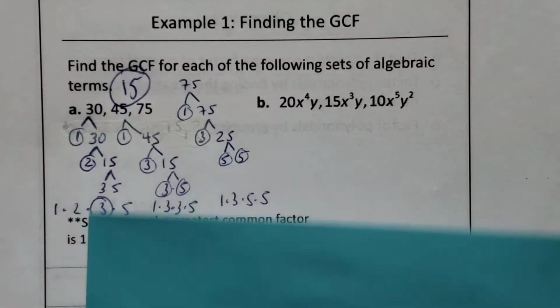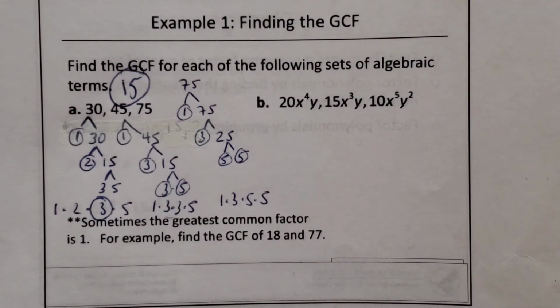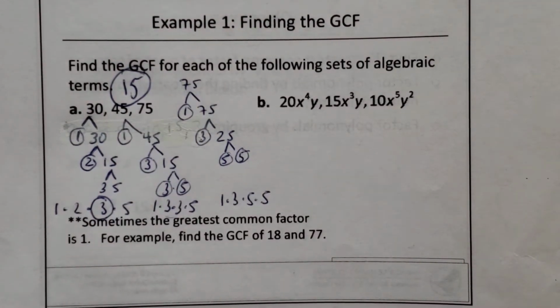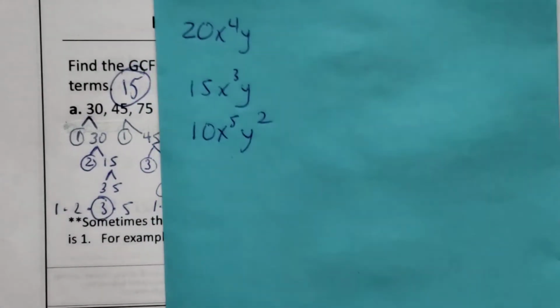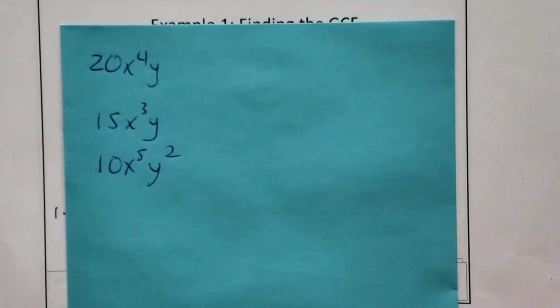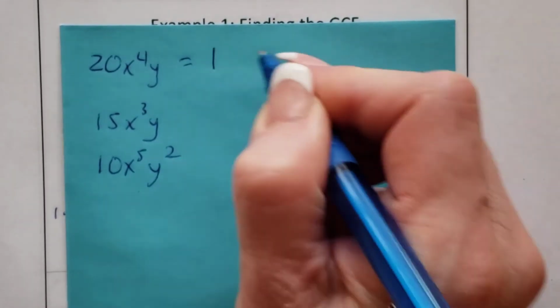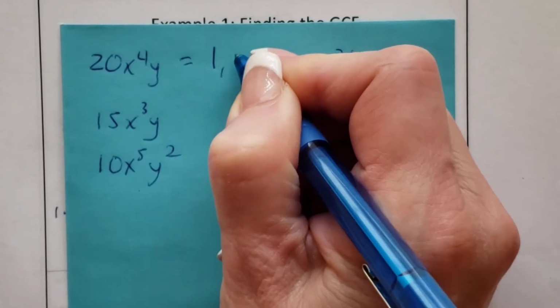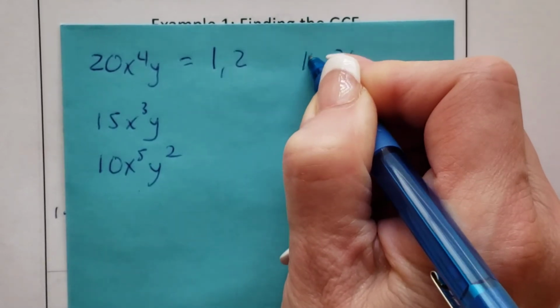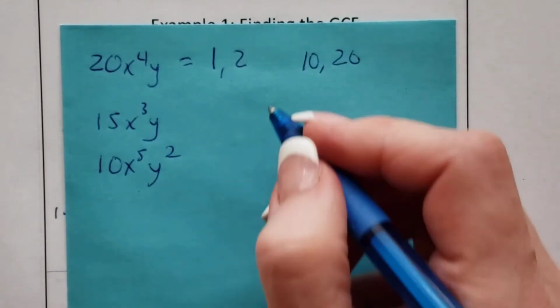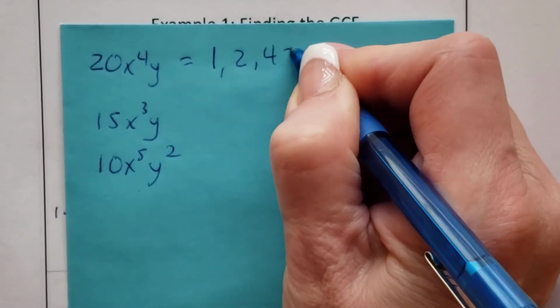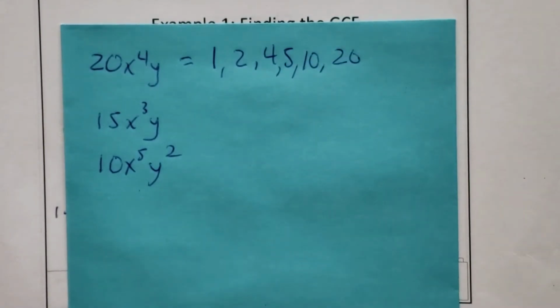All right, so I'm going to do the next example like this. I'm going to rewrite this. So 20x to the 4th y, 15x to the 3rd y, and 10x to the 5th y squared. All right, so what are the factors of 20? Well, we know 1 times 20. We know 2 times 10. Is 3 a factor? No. Is 4 a factor? Yes. 4 times 5. And I've made it to the middle, and I know I've got them all.